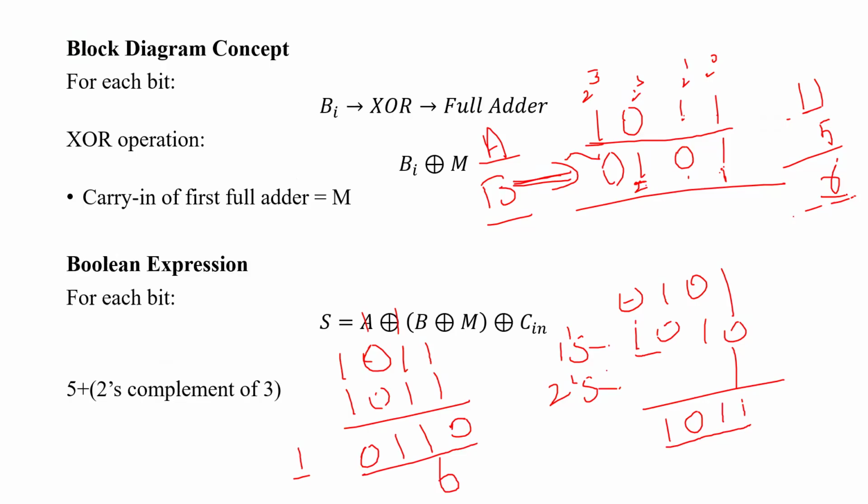Okay, so binary subtraction, this is the same concept they have given. XOR gate means subtraction, it's just going to complement. So 5 minus 3 means actually 5 plus 2's complement of 3. That is the meaning.